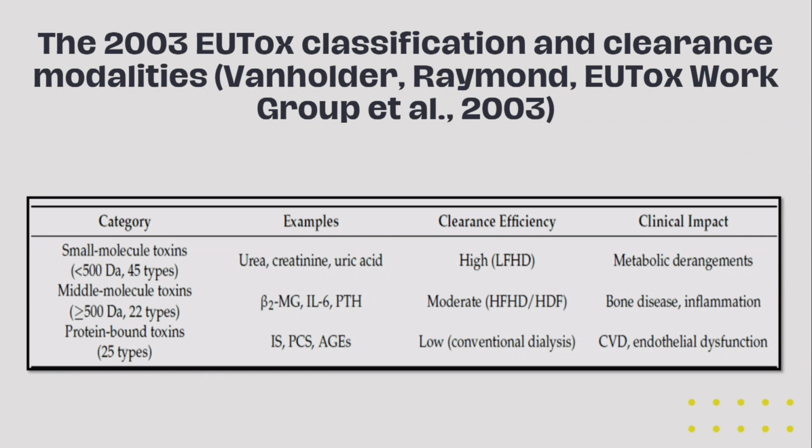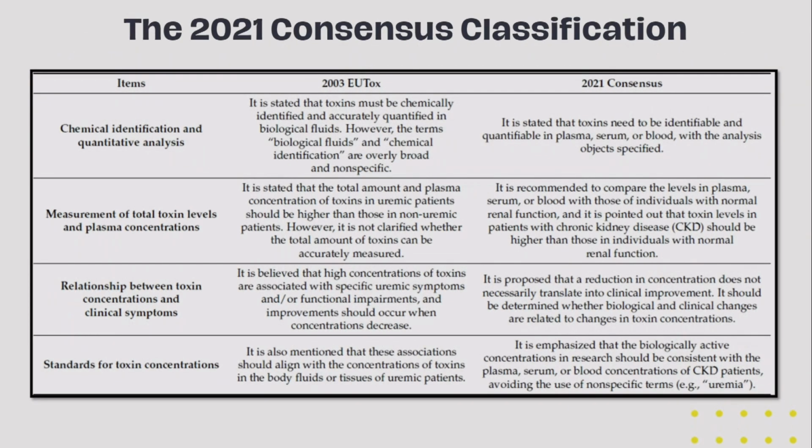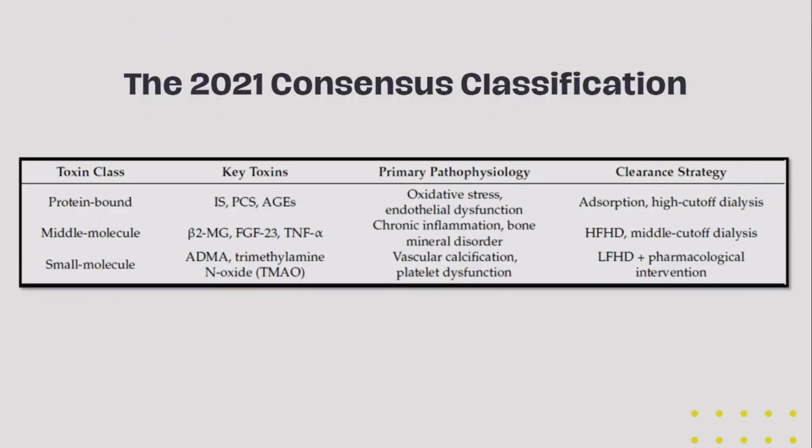If you look at the 2003 UTOX, they have talked about protein-bound toxins, but they don't talk about the clearance efficacy to the extent that the 2021 consensus guideline talks about. So 2021 talks about not only the toxins, it talks about the various clearance strategies. For example, if you have a protein-bound uremic toxin causing pruritus, it tells us to do adsorption or high cutoff membrane. If you have a small molecule creating the trouble, it tells us low flux hemodialysis with pharmacological intervention.